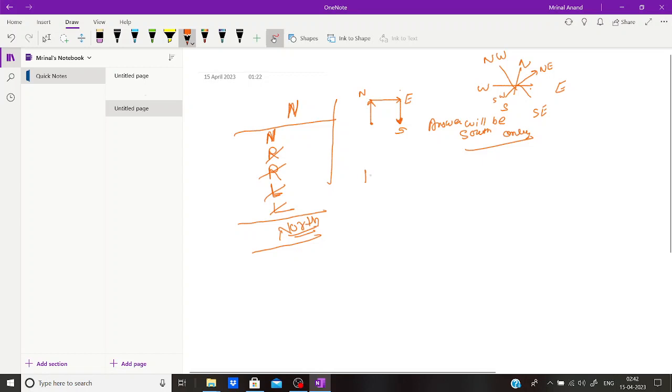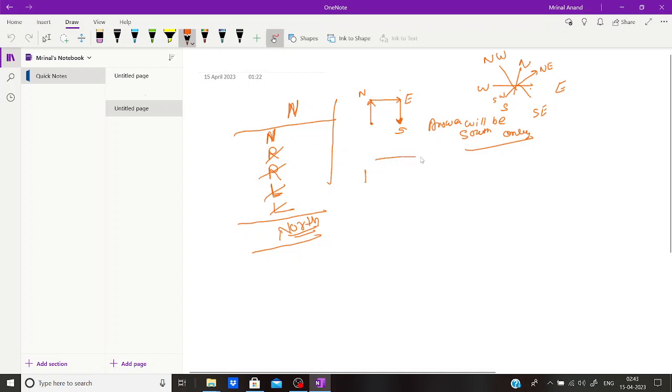So there is no need to draw this diagram if you are just asked about the direction only, but if the magnitude is involved, then you have to make this diagram to solve this kind of question.